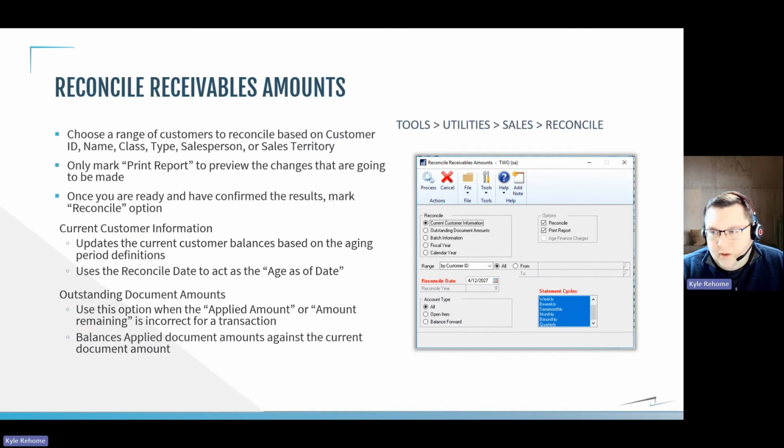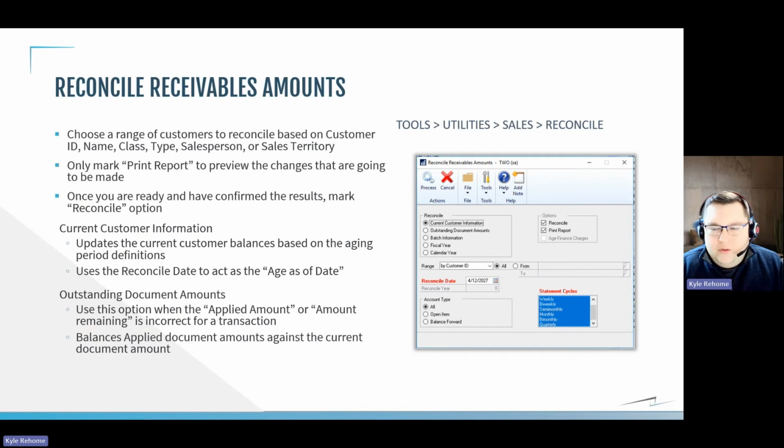So this is similar to the payable side where we got to update those balances. This is going and checking outstanding documents for a customer, verifying that those balances are updated. It's essentially the same as running the aging routine. So it does ask for that reconcile date, which is basically your age as of date. So when it's putting balances into your aging buckets, it does utilize that date as well. So you have to fill that in if you're choosing to reconcile current customer information.